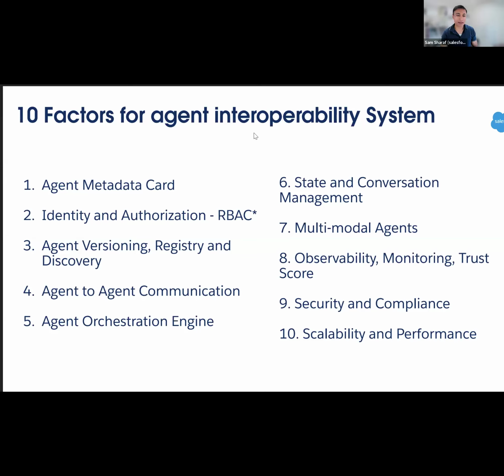And then lastly, what I call the non-functional requirements, right? Scalability, performance, latency, those become important. So let's move on to the next one.